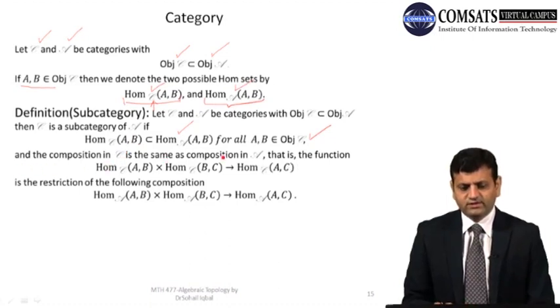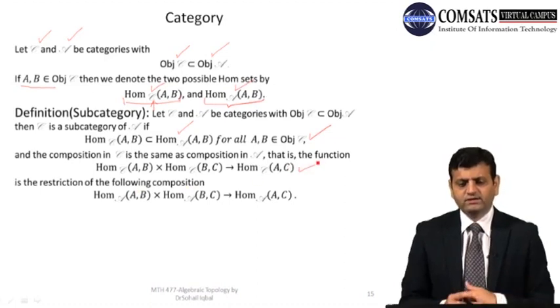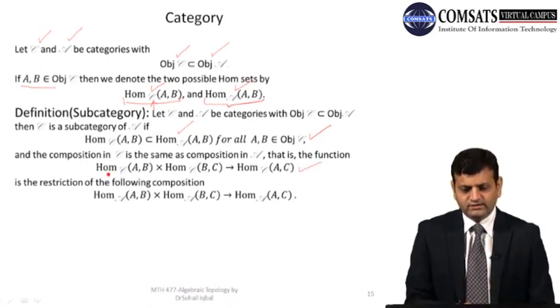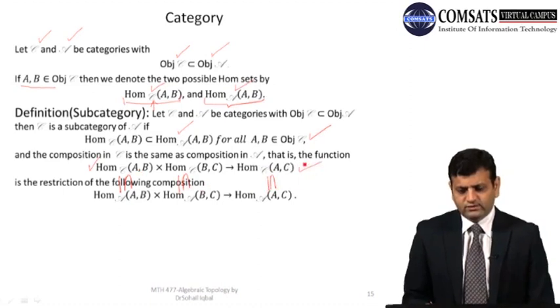And the composition in C is the same as the composition in A, that is, the function is a restriction of the following composition function. Of course in the category we have as a third component the composition rule. So we are saying that in the subcategory the composition rule is the same as the composition rule in the category. Since the set of morphisms from A to B in the category C is a subset of this set, and similarly this set is a subset of this set, and this set is a subset of this set, this composition is definitely a restriction of this composition.